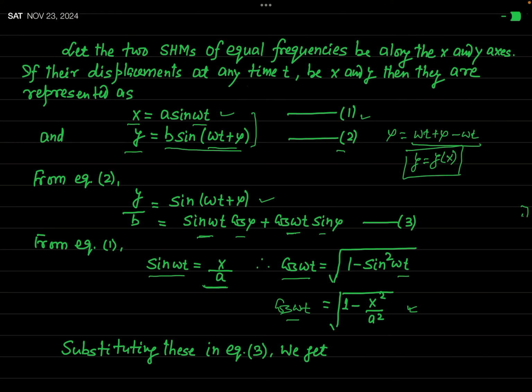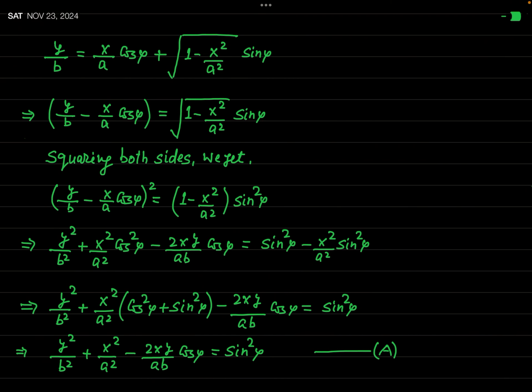Now let us substitute the values of sine omega t and cos omega t in equation number 3. After substituting, our result will be y over b equal to x over a times cos phi plus the square root of 1 minus x square over a square times sine phi.